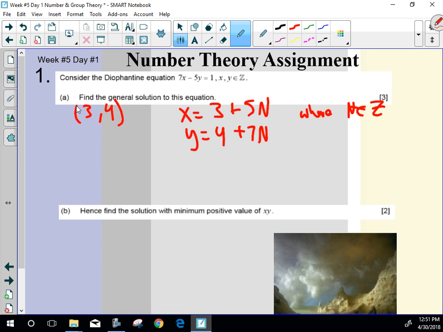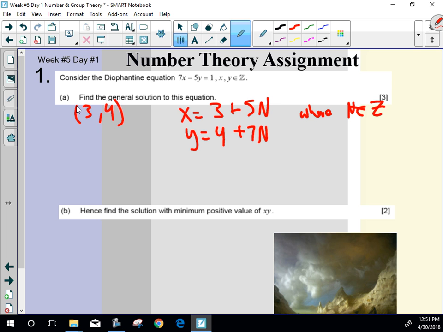So I think that's your general solution, 3 plus 5n. Yeah, so you're going to take your solution plus this coefficient times n. Then for the y, it's going to be the solution that you found plus that times n. And you can see where the points would be 1, 2, 3.